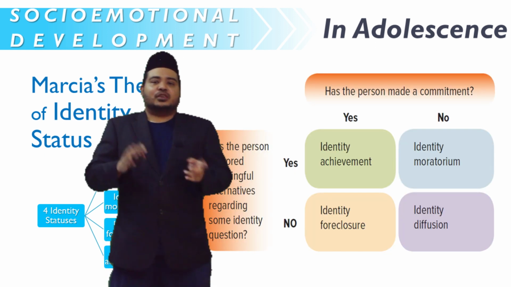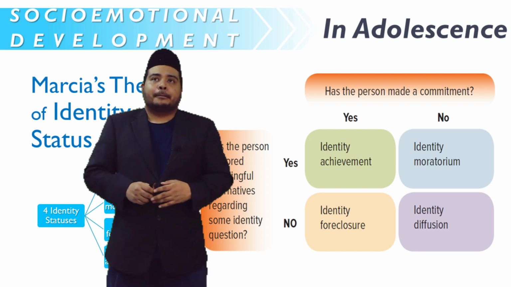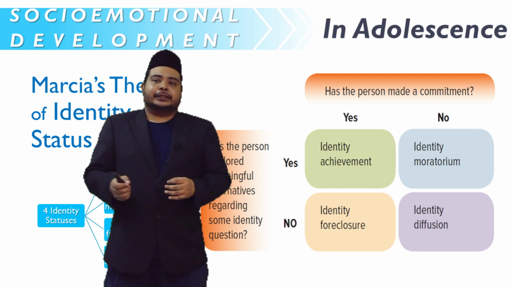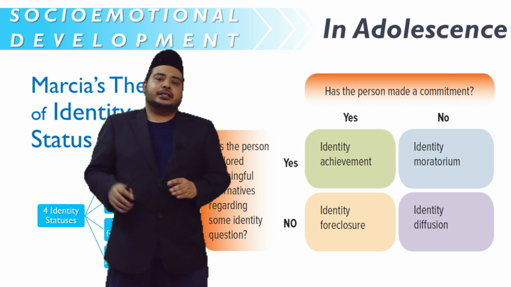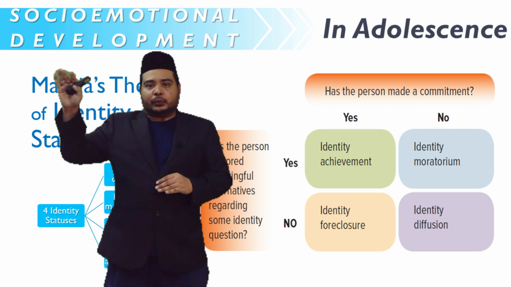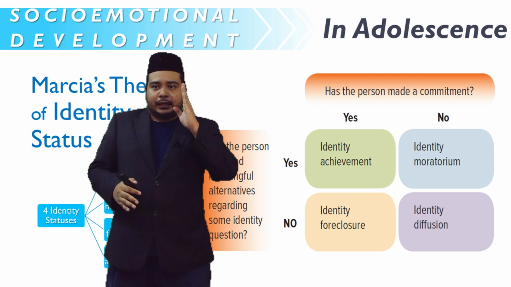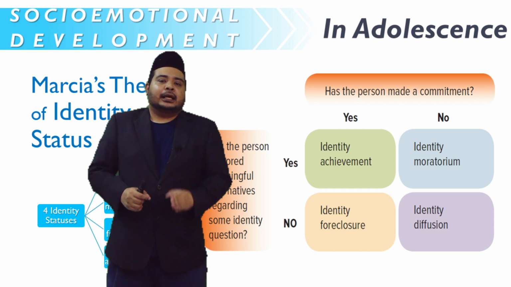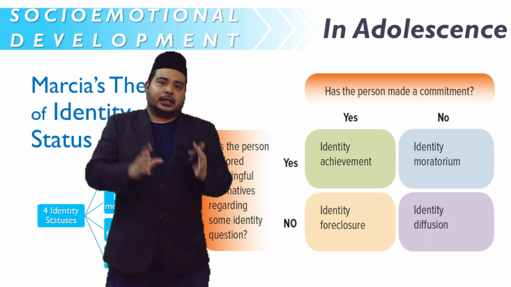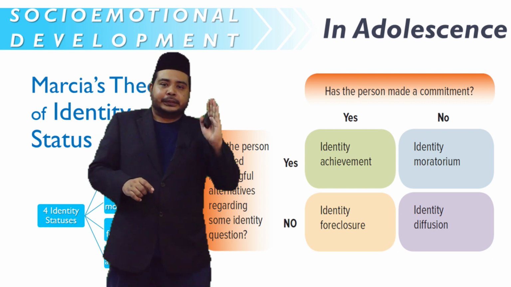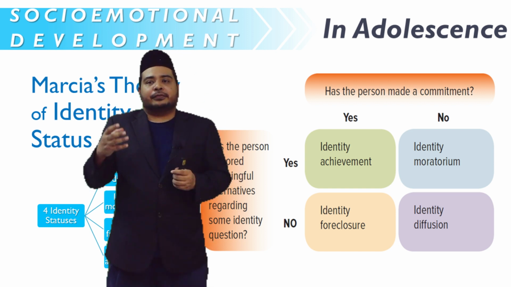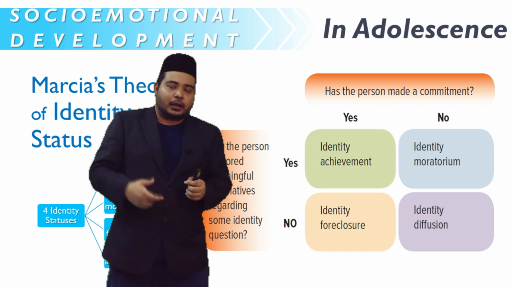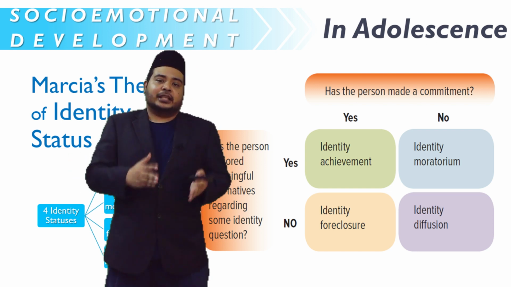So this quadrant is provided in your textbook, and it is quite easy for us to understand the four statuses based on it. The upper row is basically commitment. The column is basically exploration. So here is the first quadrant, the upper right. If you have committed and explored your alternatives, then you have achieved identity achievement.